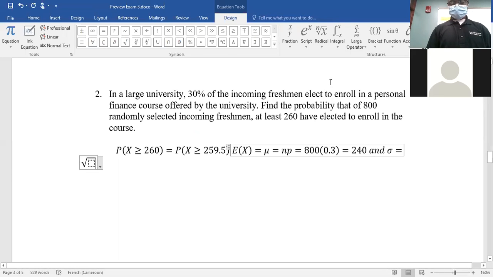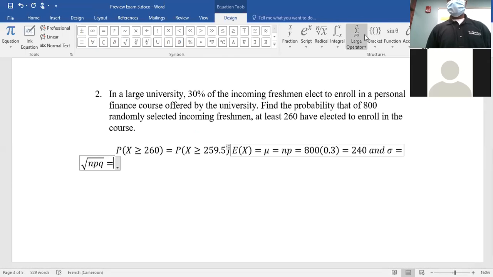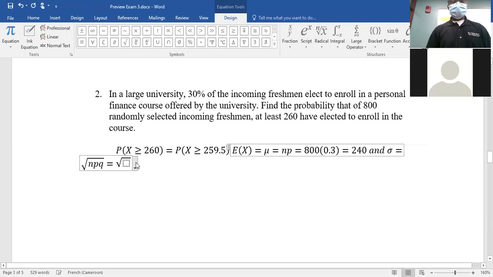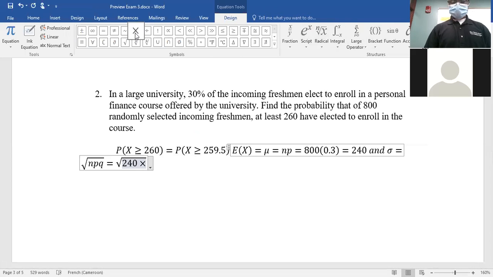And the standard deviation is the square root of npq, which is equal to the square root of 800 times 0.3 times 0.7. That's 240 times 0.7. So what do we get here? 12.96.